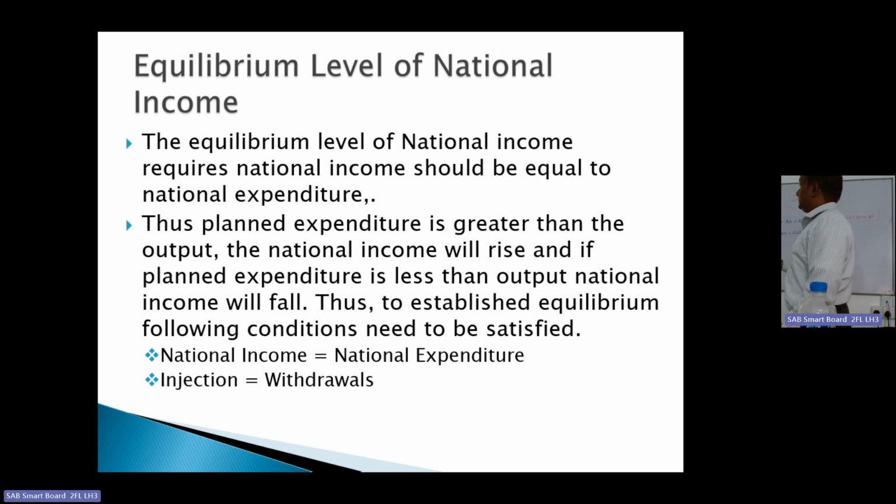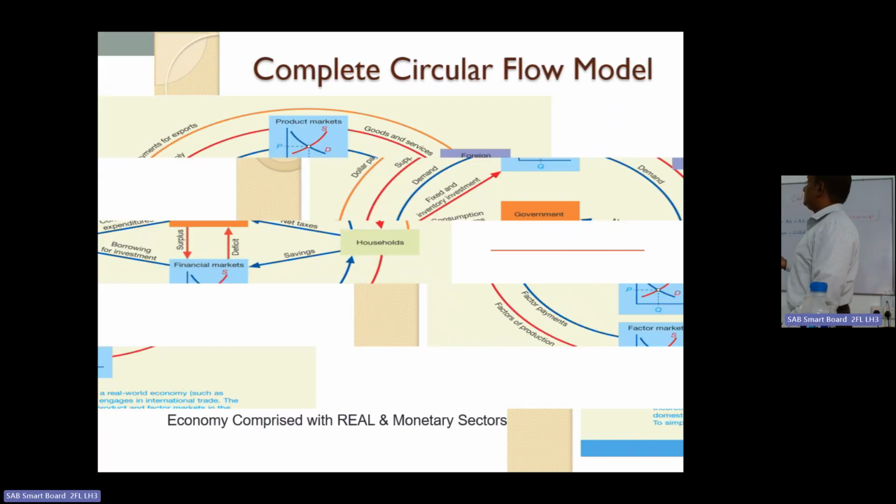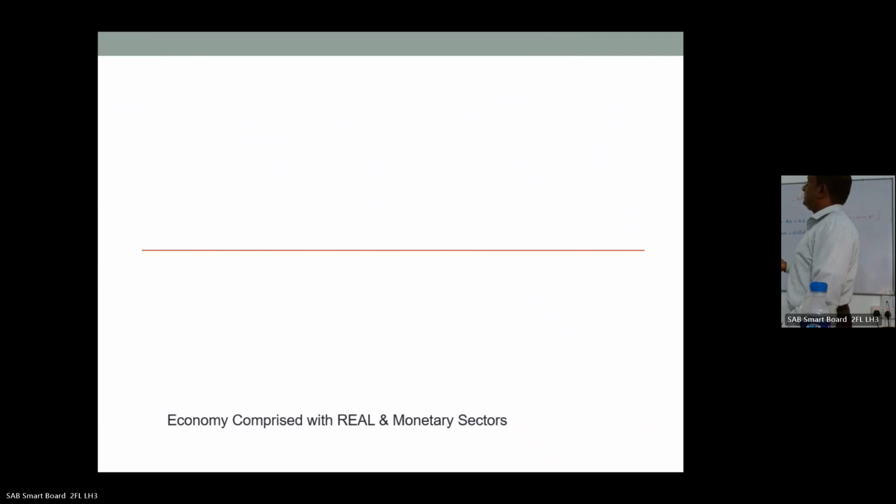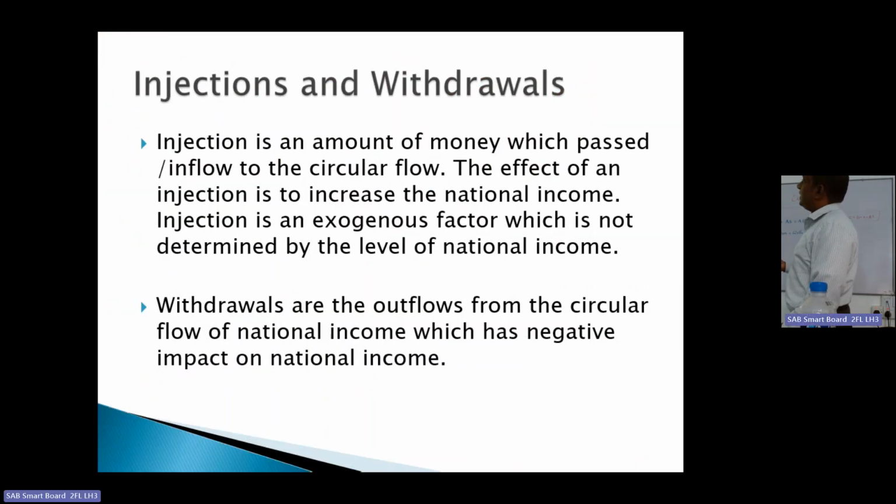So what are the injections and the withdrawals? Injections are the inflows to the national income model, and withdrawals are the outflows. At the equilibrium, we know that inflows will equal outflows. Withdrawals are the linkages. We call them linkages.